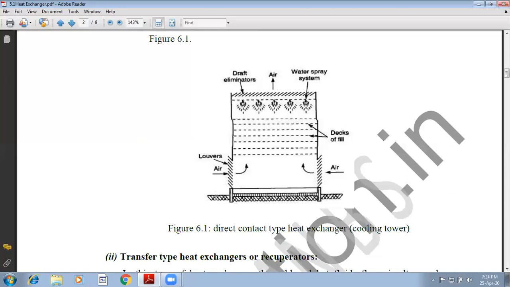So this can be used again for further uses. It could be in power plants. If you see here, there is a direct contact between a hot fluid, which is water, and a cold fluid, which is air. Air rises up by catching the heat, and the water drops down by giving out the heat.